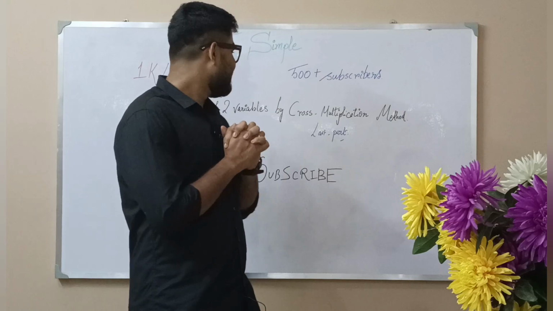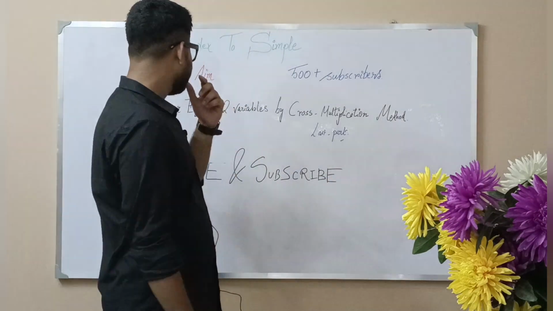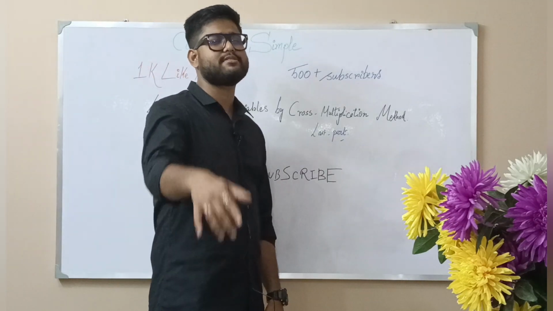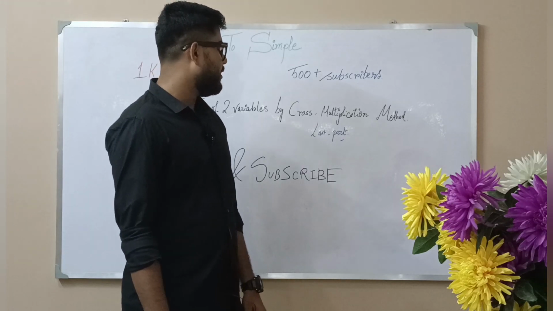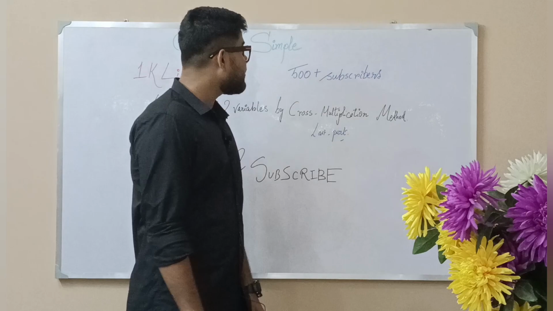And today this is the last part of the cross multiplication method of linear equations. We'll do it by cross multiplication obviously, and I promise this is the last part of this video. Then we'll start with the story sums of equations. So let's start with sum number 22.